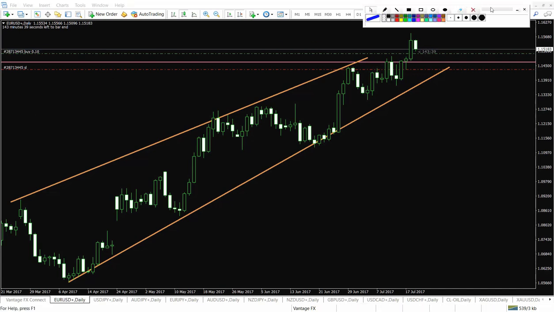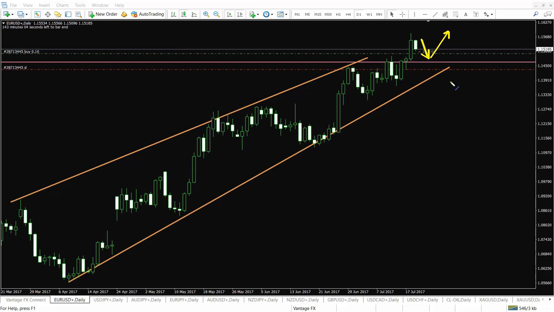So let me just draw some lines here. If it goes back, probably it's going to test this line. Let's say this line, and then maybe it goes up. But yeah, we have to wait and see. We have a position here.